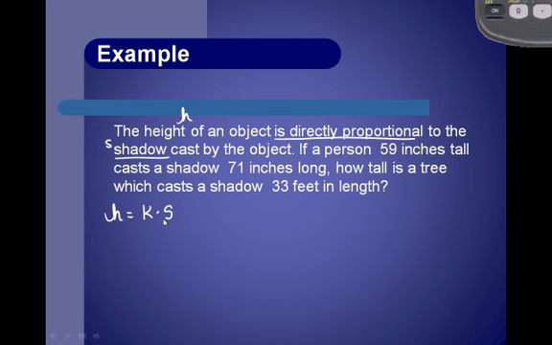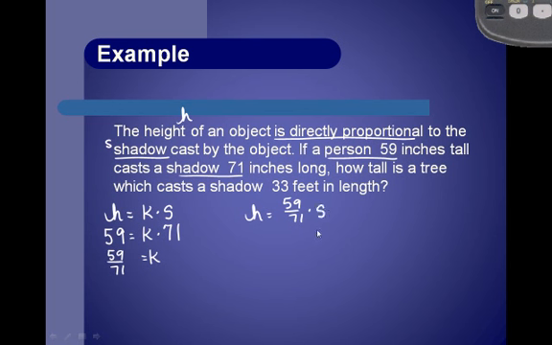So the first thing we're going to do is find k. So we're going to take the first information they give us. A person of 59 inches tall casts a shadow of 71 inches long. So the height is 59 equals k times 71. So our k is going to be equal to 59 divided by 71. I'll just wait and use my calculator here in a second. So our equation now is height equals 59 divided by 71 times s.